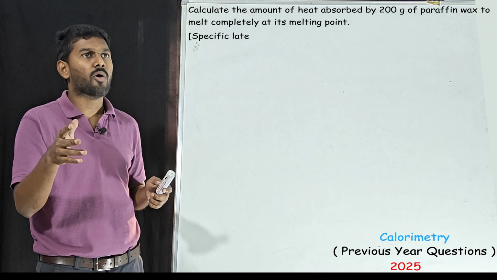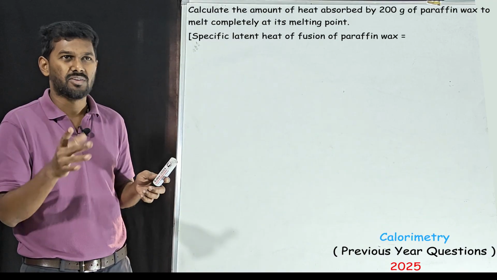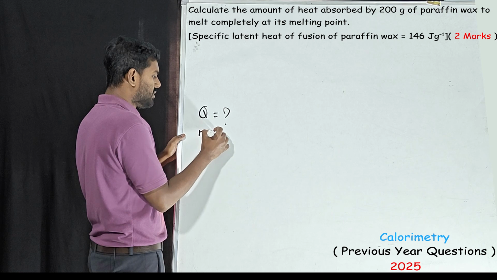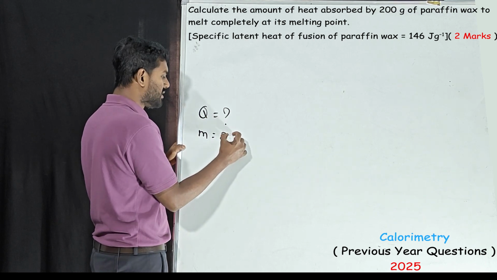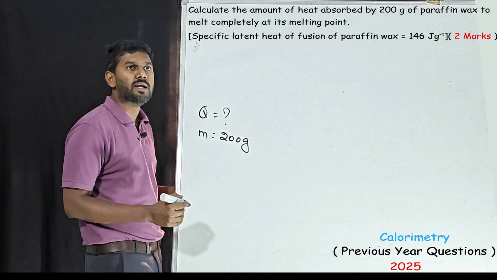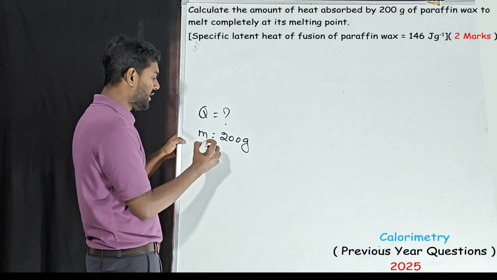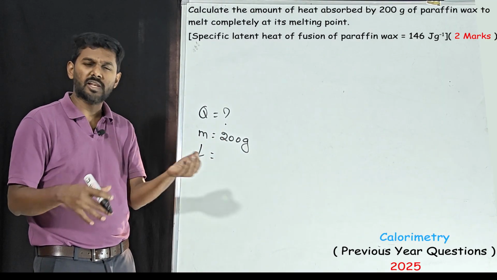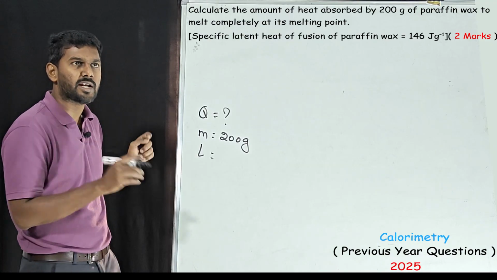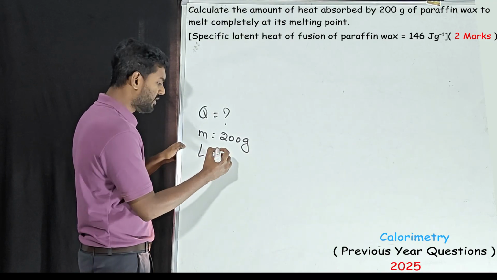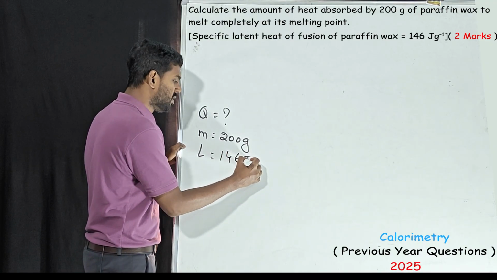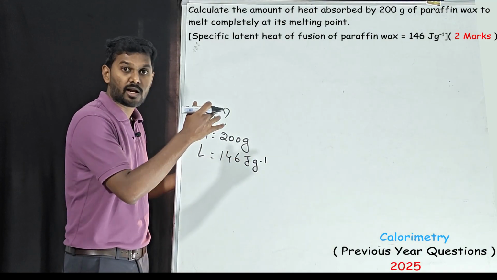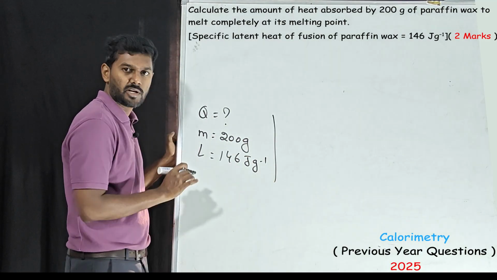Our next question: calculate the amount of heat energy absorbed by 200 gram of paraffin wax to melt completely at melting point. Specific latent heat is given. Very simple question. See, heat energy we need to find. Mass is given as 200 grams, and specific latent heat. Don't worry about the materials, they may use paraffin, naphthalene, anything, just worry about the data. So specific latent heat is given as 146 joules per gram. See, this is also in gram, this is also in gram. We can go for the calculation without converting it.